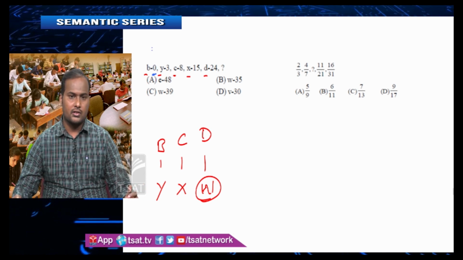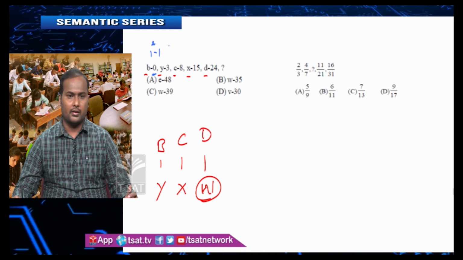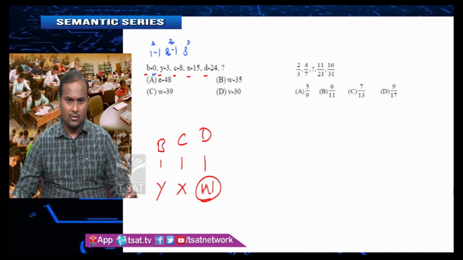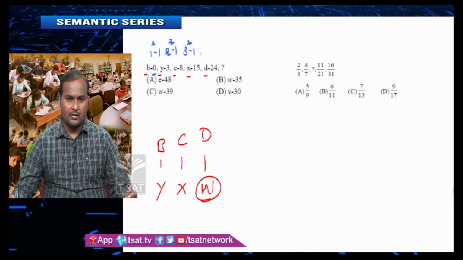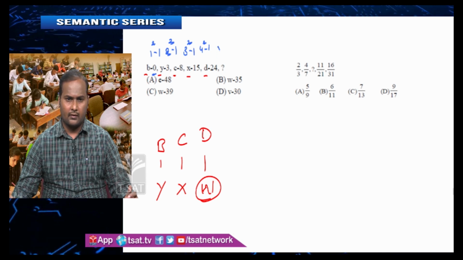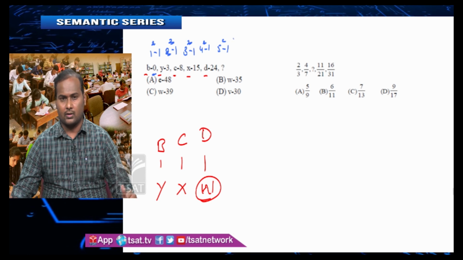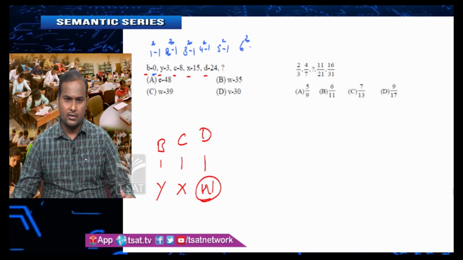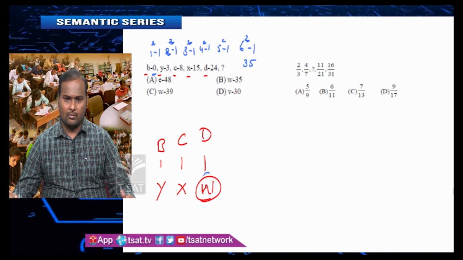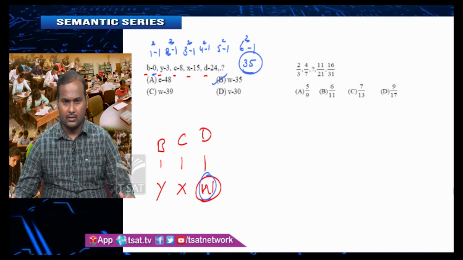So how can I write 0? I can write 1 square minus 1. How can I write 3? 2 square minus 1. 8 is 3 square minus 1, 15 is 4 square minus 1, 24 is 5 square minus 1. So obviously it's asking for the next one. The next answer will be 6 square minus 1, that is 35. So we already got W here and 35 here. So your answer is W 35.